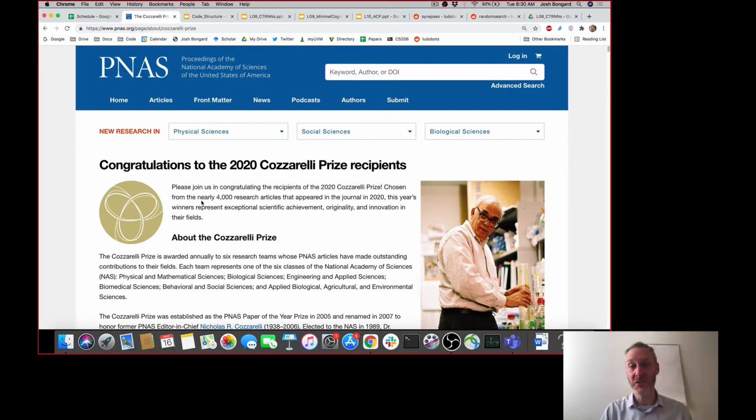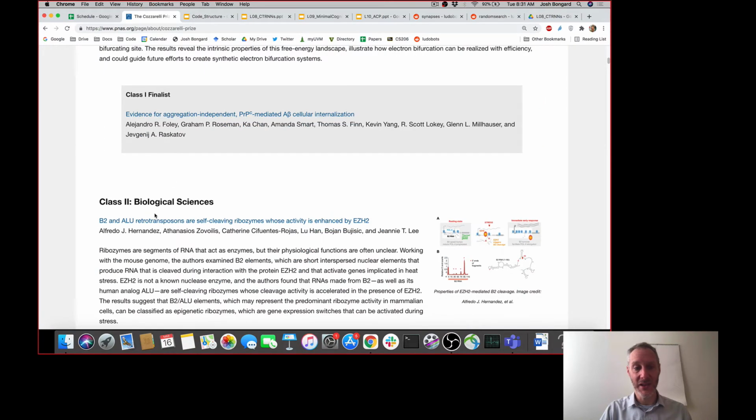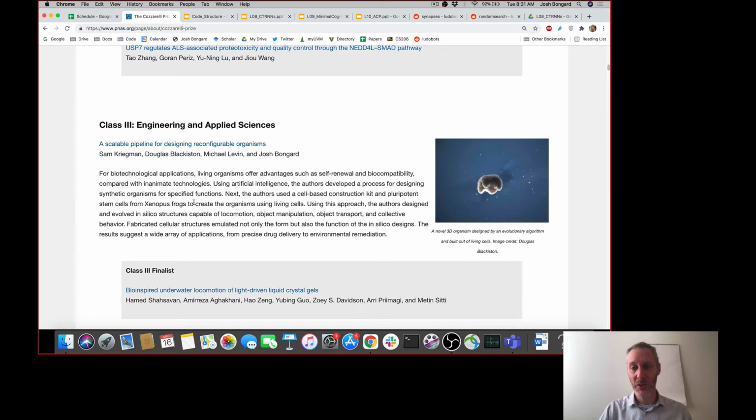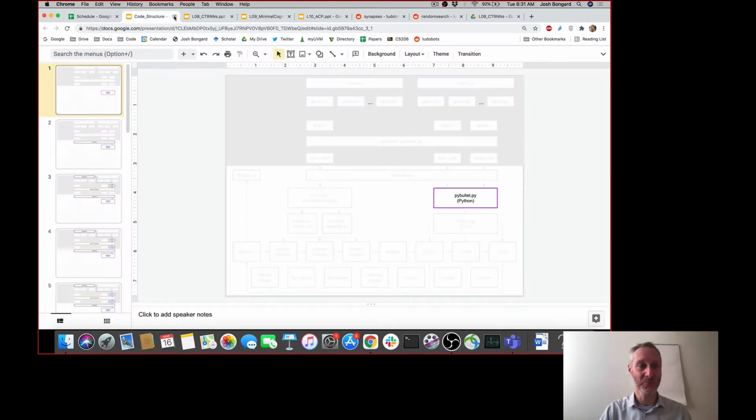The Cozzarelli Prizes are given out each year by the National Academy of Sciences. The NAS is the leading body for scientific research in the United States. They give out one award in various categories: physical and mathematical sciences, biological sciences, and we were extremely happy to hear yesterday that our work on creating evolutionary algorithms that automatically design robots made out of biological cells won one of the six Cozzarelli Prizes. So good news for the xenobots, good news for Sam, a former student in this course.